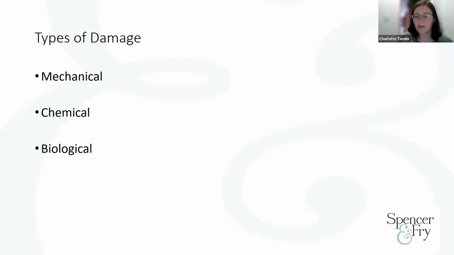And then lastly, biological damage. Very simply, organisms that cause damage to materials such as mold and pests can be encouraged by high RH, damp environments. And again, I've got some lovely photos to show you.